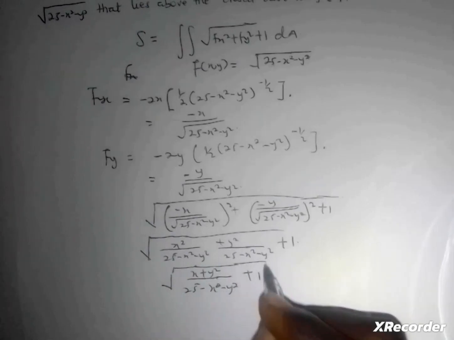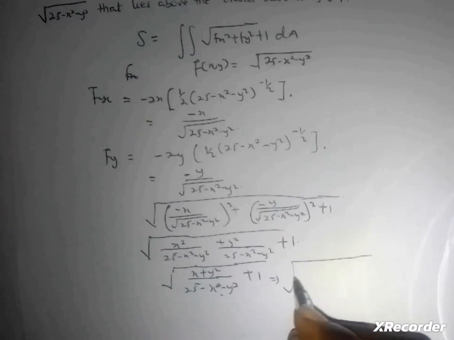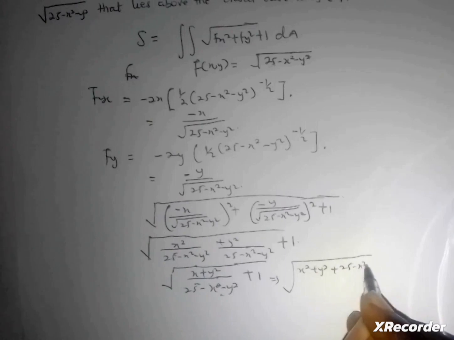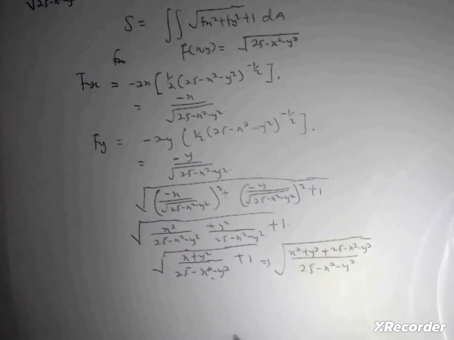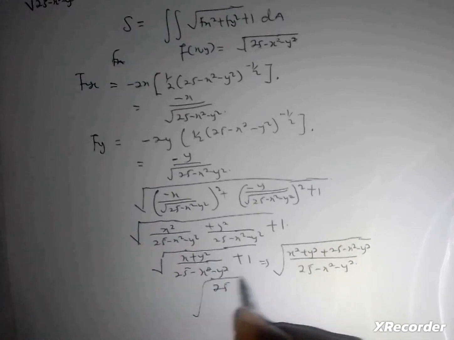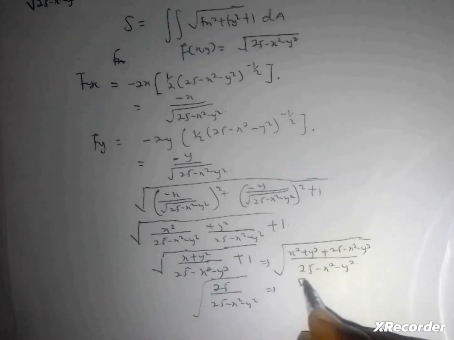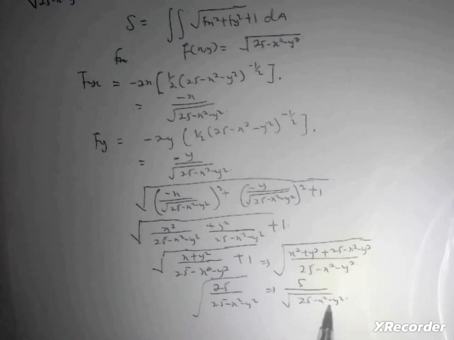All this plus 1. So I'll combine this using the algebraic form. You get x squared plus y squared plus 25 minus x squared minus y squared, everything over 25 minus x squared minus y squared. Then this will cancel out, so I'll be left with 25 over 25 minus x squared minus y squared, giving me 5 over the square root of 25 minus x squared minus y squared. So this is what I'm going to integrate.